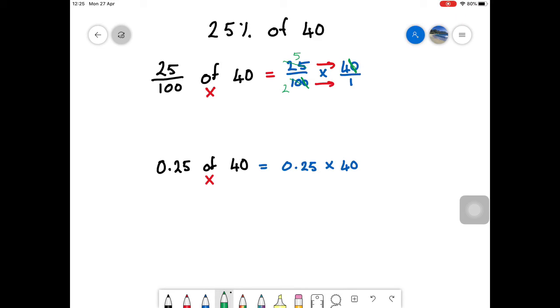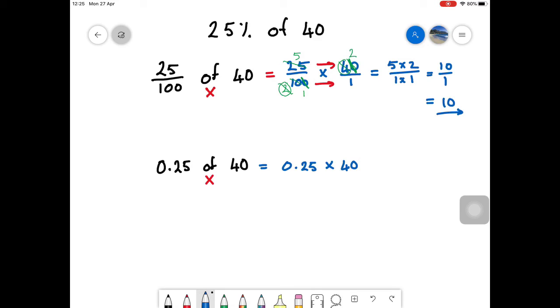And I could also simplify this 2 with this 4. So 2 goes into itself once, and 2 goes into 4 twice. And now, all I'm left with is 5 times 2 on the top, and on the bottom, 1 times 1, which is 10 over 1, which is 10. And I get the same solution.